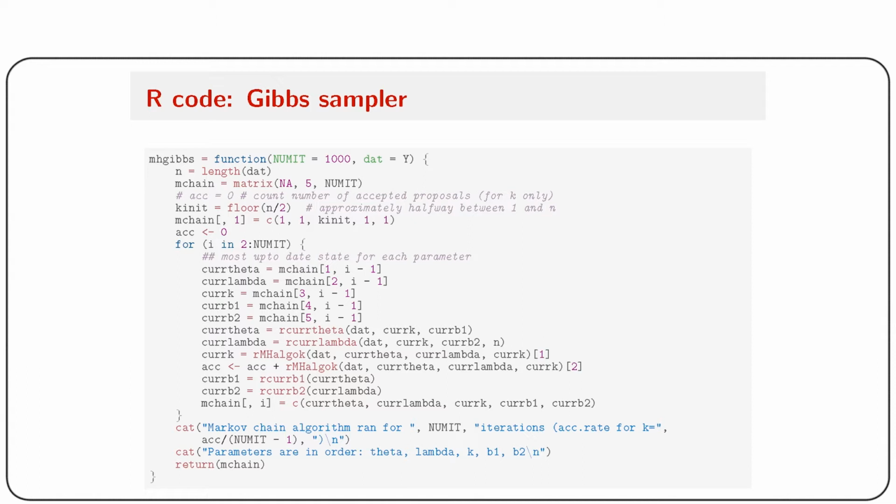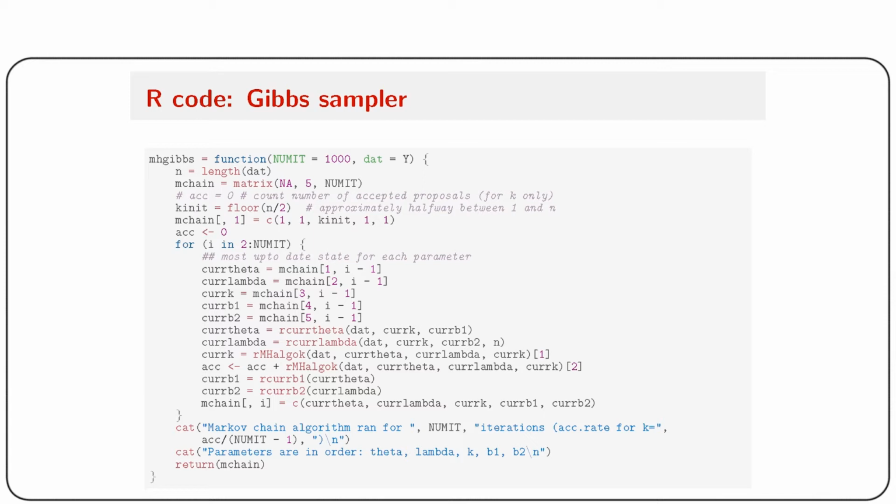Now here I developed the actual MH Gibbs sampler, where one of the parameters is generated from the MH algorithm. Here n equals the length of data, m chain is the matrix that I define, and k initial is floor of n by 2. Then m chain is this, and finally here are the actual Gibbs sampling steps.